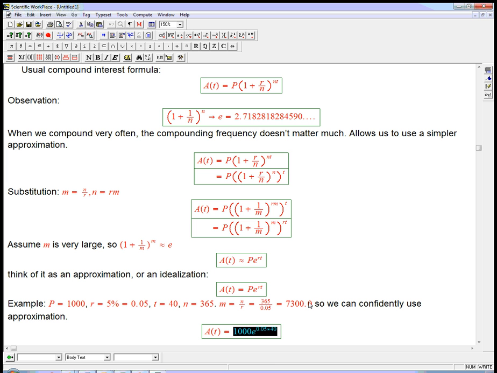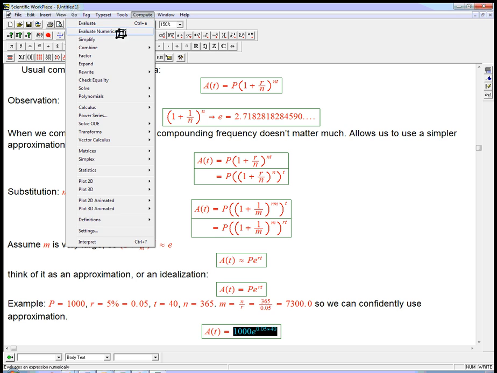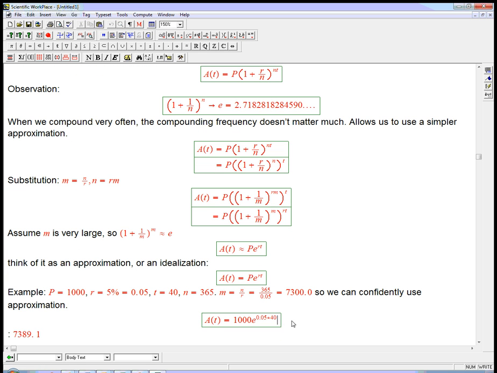And I just evaluate that. Let me evaluate it numerically. Okay, so about $7,389.10 we get at the end of that. That's pretty good. That's a lot more money than we started with, but we did put it in for 40 years. Okay.